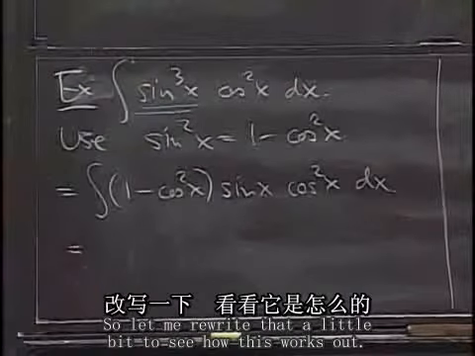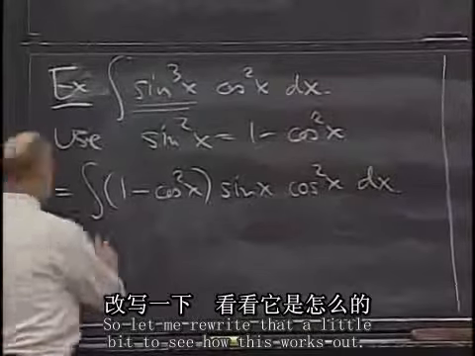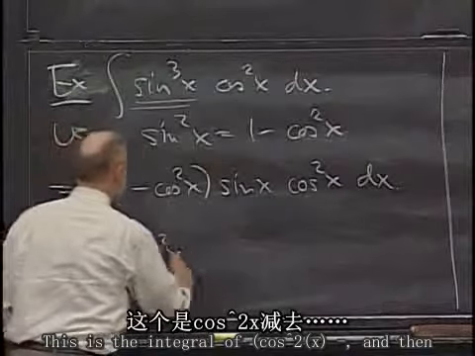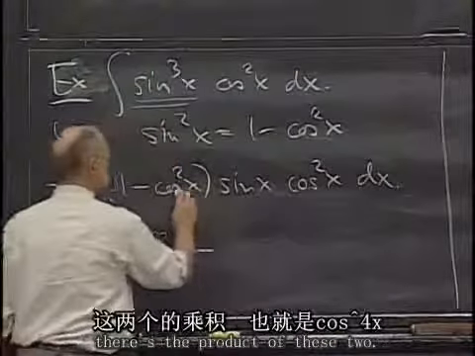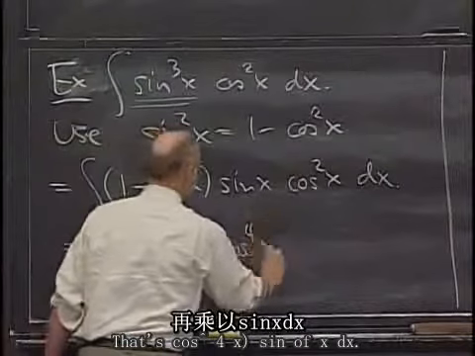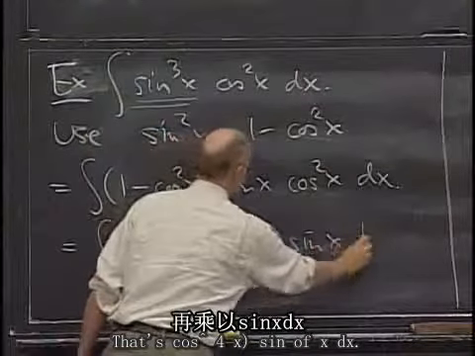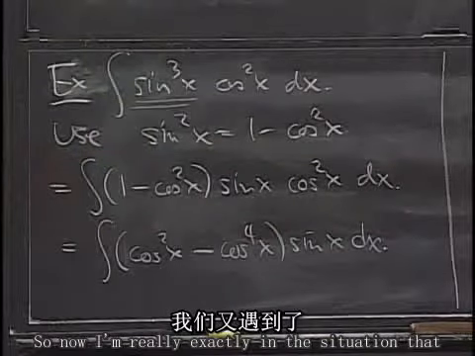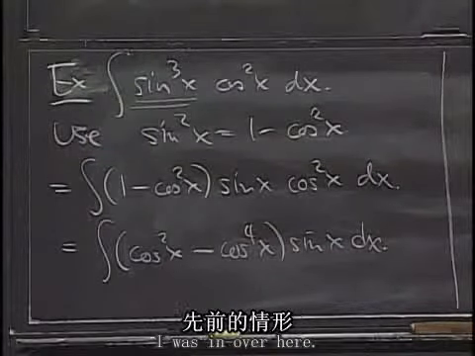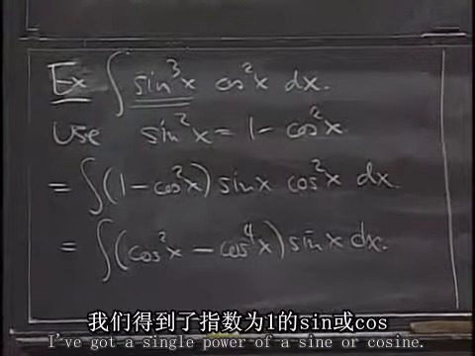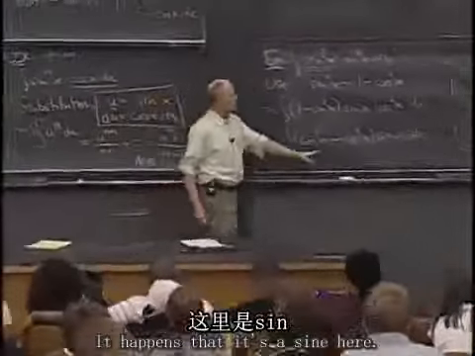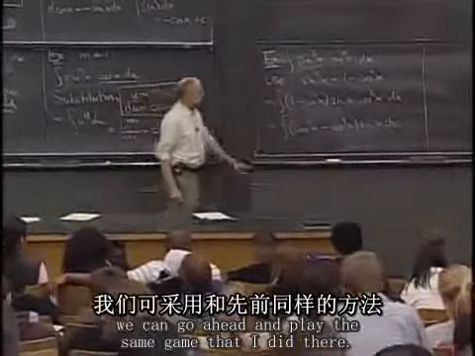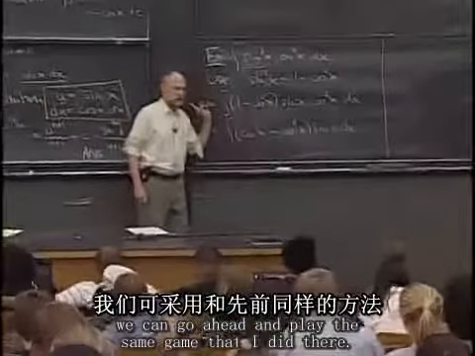So let me rewrite that a little bit to see how this works out. This is the integral of cosine squared of x minus, and then there's the product of these two. That's cosine to the fourth of x times the sine of x dx. So now I'm really exactly in the situation that I was in over here. I've got a single power of a sine or cosine. It happens that it's a sine here, but that's not going to cause any trouble. We can go ahead and play the same game that I did there.